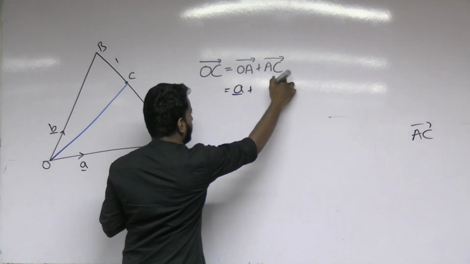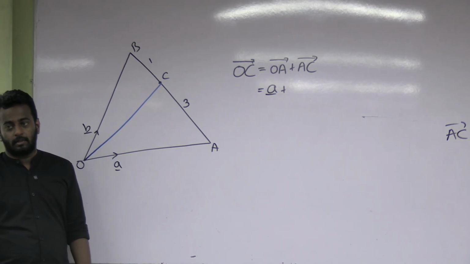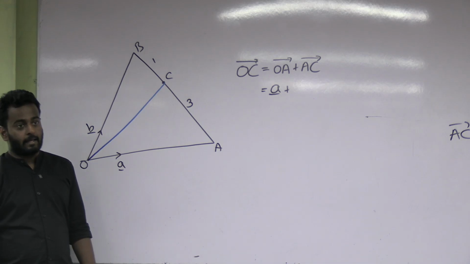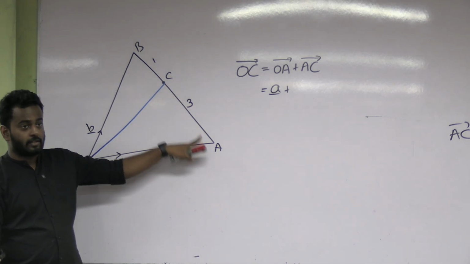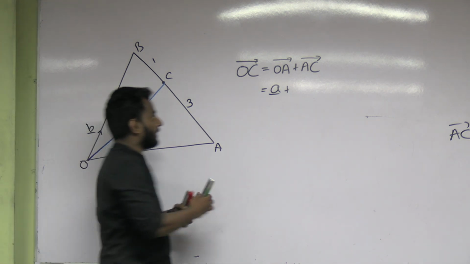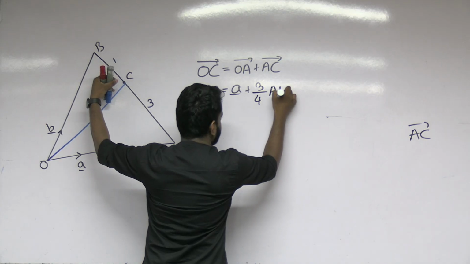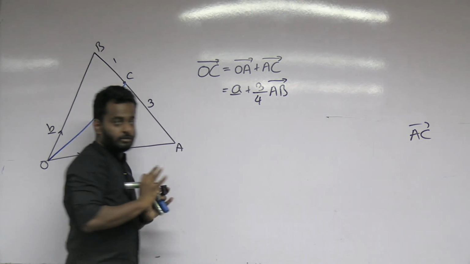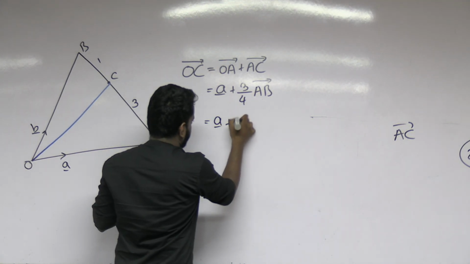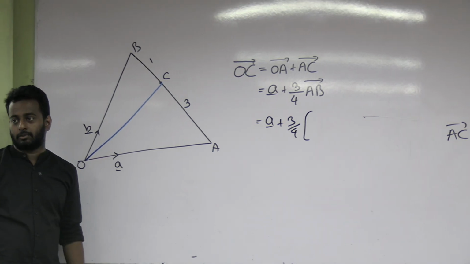That is finished. AC, is AC a complete vector or a portion? It's a portion of a vector. What's the complete vector of AC? AB, and what's the ratio? 3/4. So I can write AC is a portion and its complete vector is AB. Alright, so are we good up to this point? Fine. Now we are supposed to find AB again. a plus 3/4 AB, right?